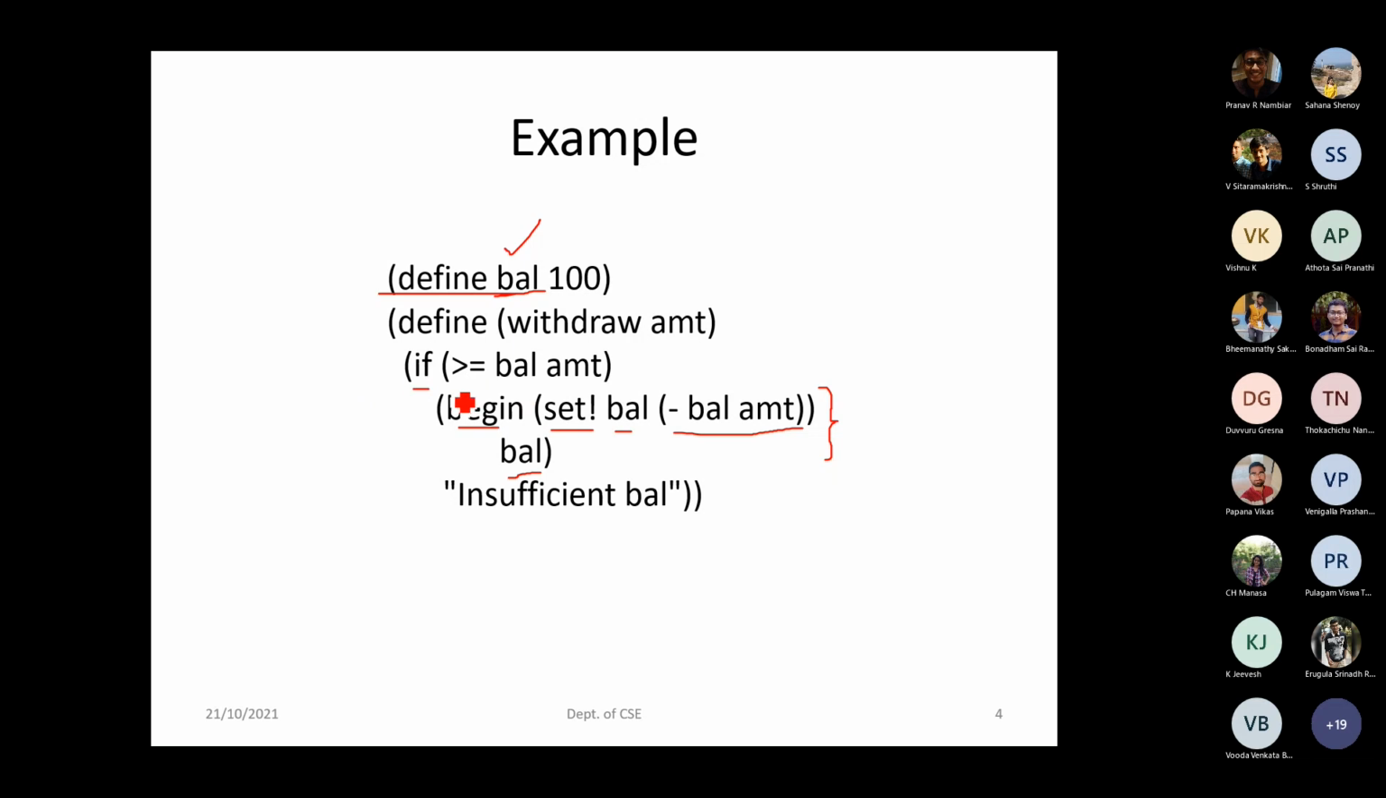If this condition is not satisfied, then what happens? I have to just say you can't withdraw the amount. It's not an error message, it's just a message informing the user. So either you can make use of a display statement or directly return this string. Here I didn't use any display statement. I am directly returning this particular string, insufficient balance, within double quotes. This comes for the false expression.